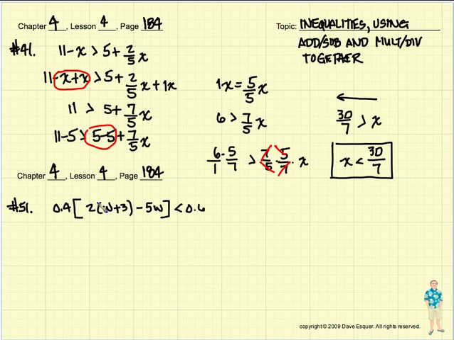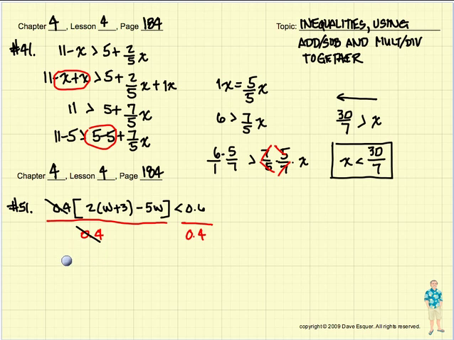0.4 times the quantity, square bracket, of 2 times the quantity of w plus 3 minus 5w, close square bracket, and all that has to be less than 0.6. To make life a little bit easier for me, I'm going to divide this side by 0.4, just so that I can get rid of this decimal stuff. So this is going to cancel out with that.